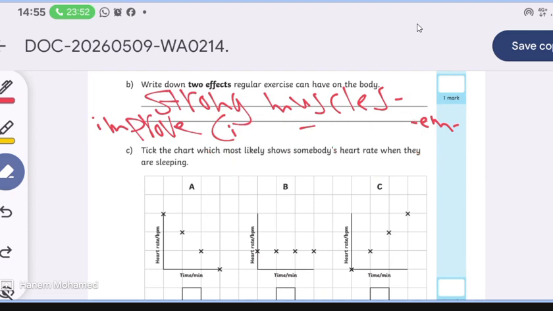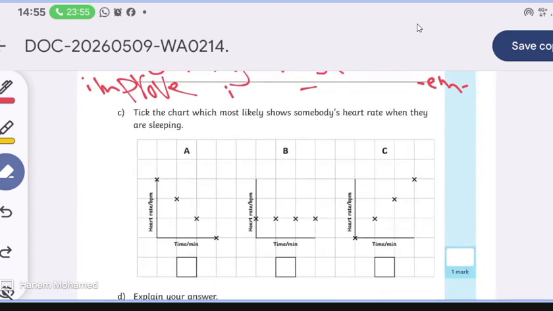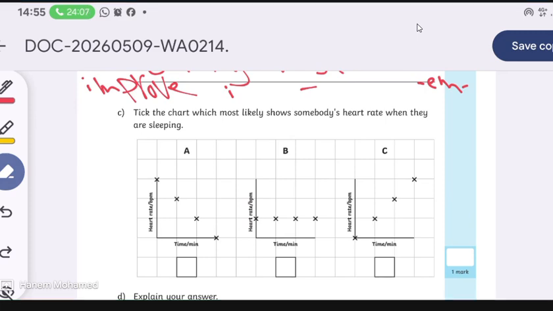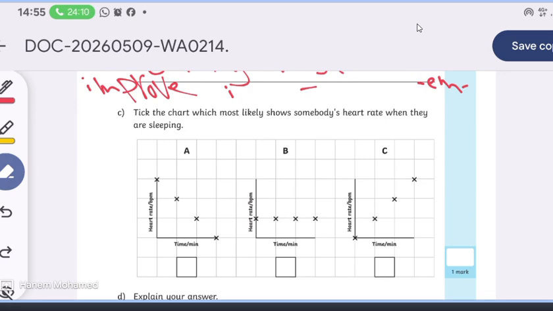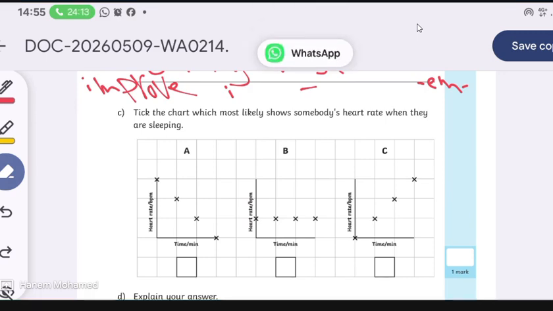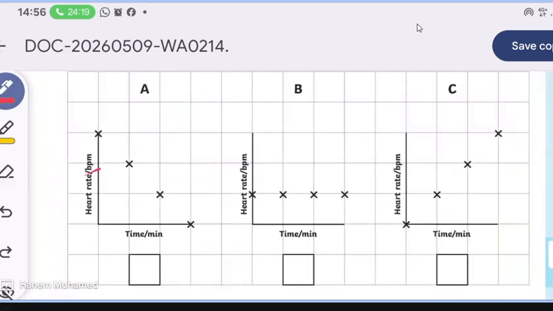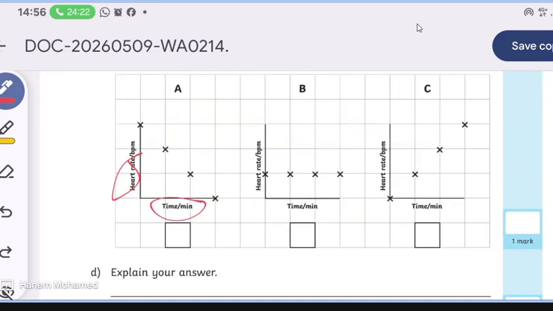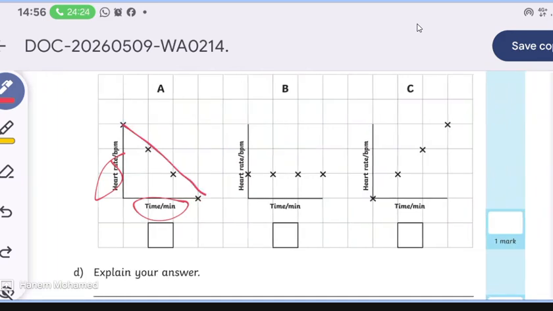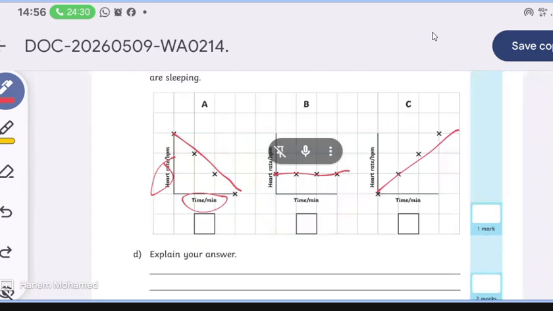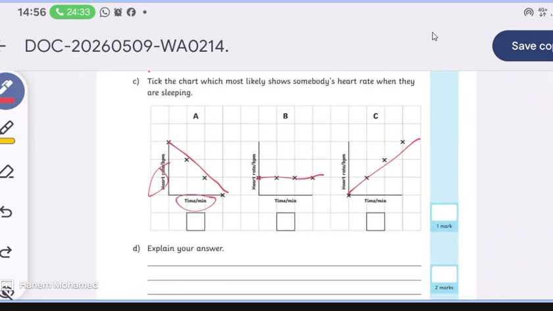So the next is again, take the chart which most likely shows somebody's heart rate when they are sleeping. Do you think when you are sleeping, your heart rate will be higher or less? Less. When you start to exercise, your heartbeats will be more, right? Okay. So which one is about sleeping? Now, this is heartbeats and this is the time. Do you think the heartbeat is decreasing with the time? Do you think your heartbeat is steady during sleeping? Do you think your heartbeats will rise up during sleeping? Which one is the right one during sleeping?